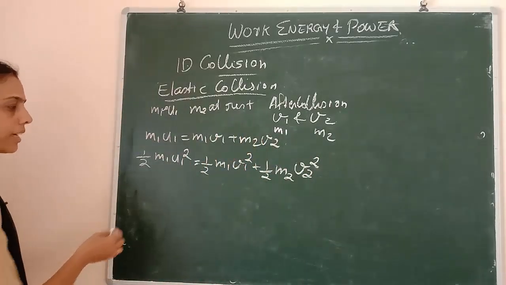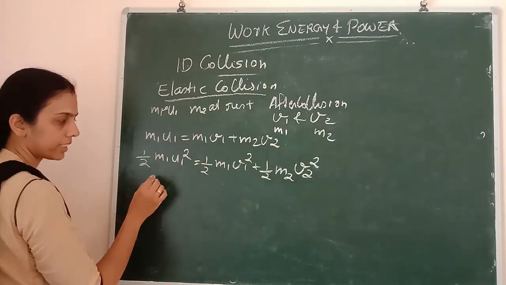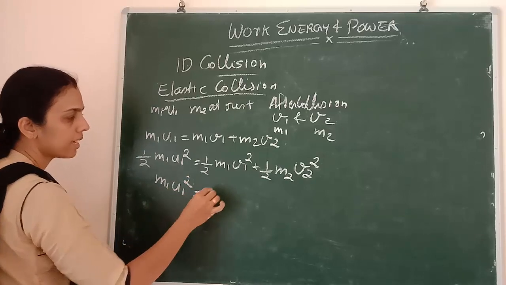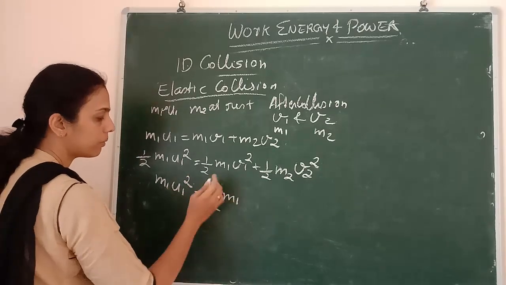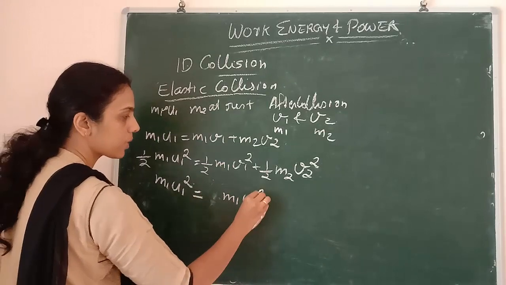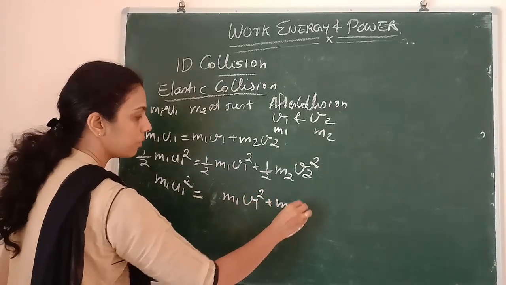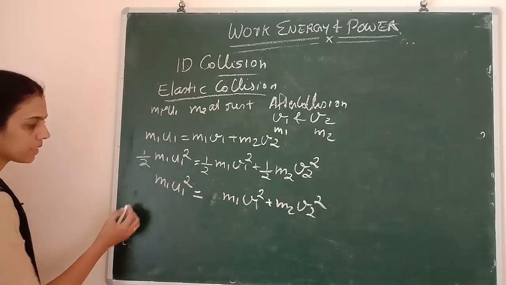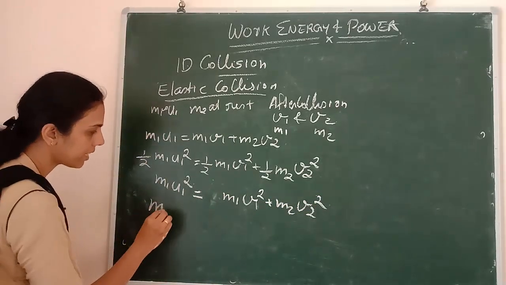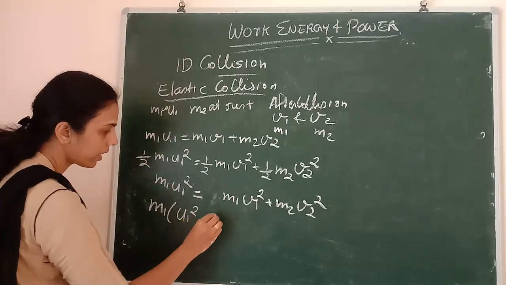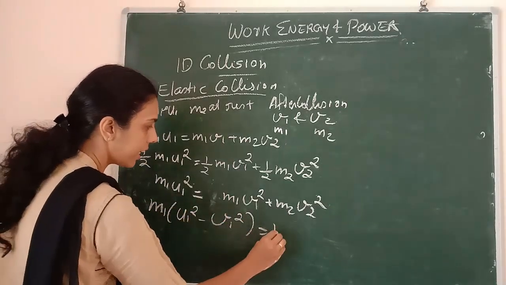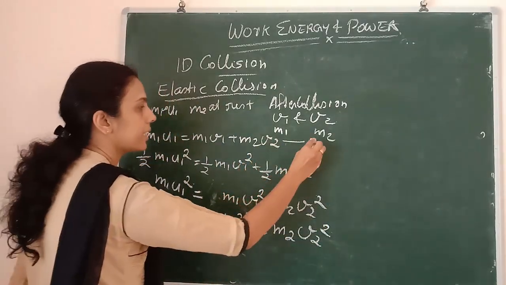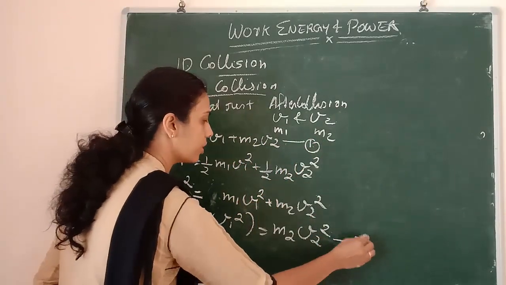So how can we write this down? See, half, half, half, and all get cancelled. So m1 u1 square equals m1 v1 square plus m2 v2 square. Okay, now what are we going to do? See here, this equation I will write as m1 into (u1 square minus v1 square) equals m2 into v2 square. I am writing this as equation number 1 and this one as equation number 2.